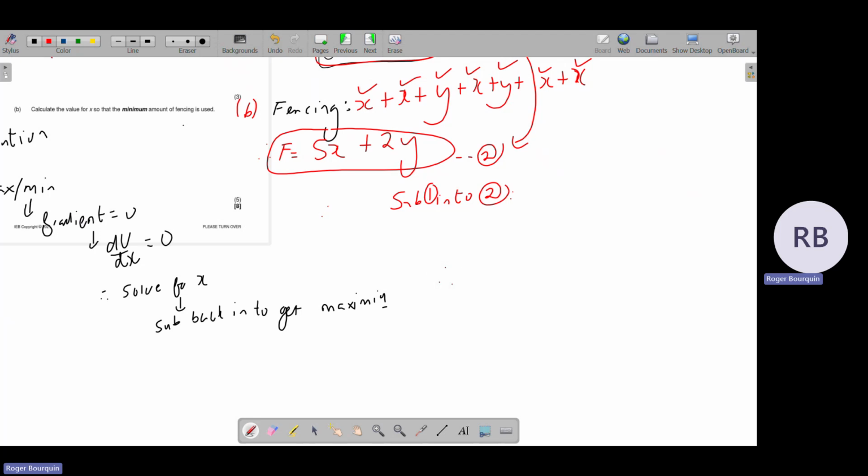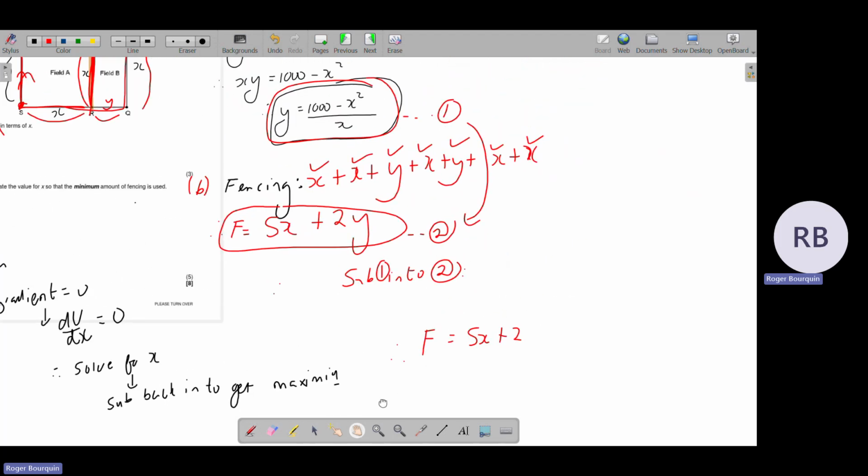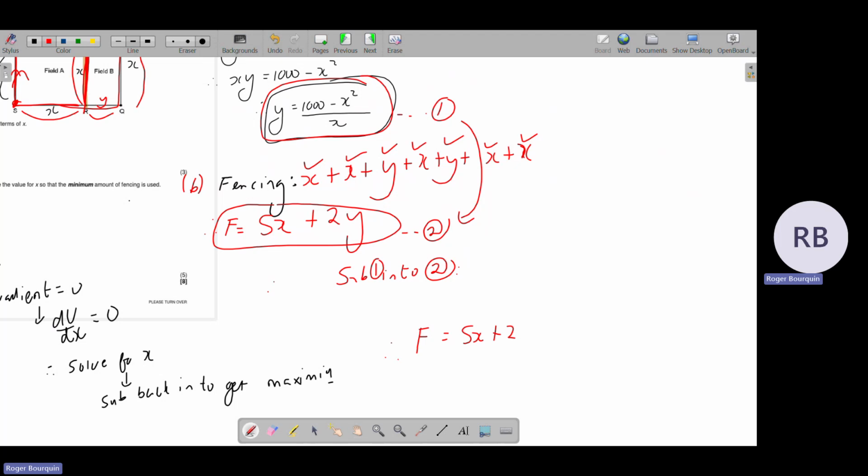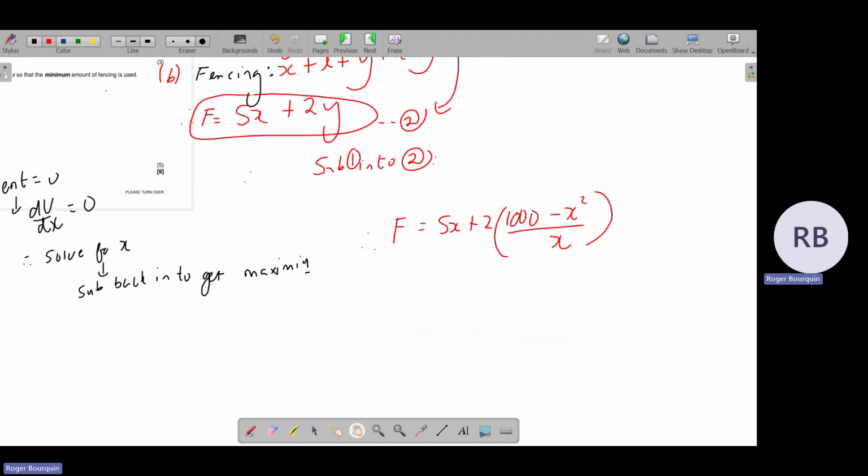Okay. We're good? So fencing is going to be what? 5x plus 2, but y is 1,000 minus x squared over x, right? Okay. We good? Okay. So, we're going to have to now differentiate that.